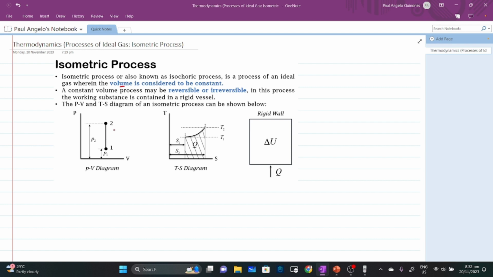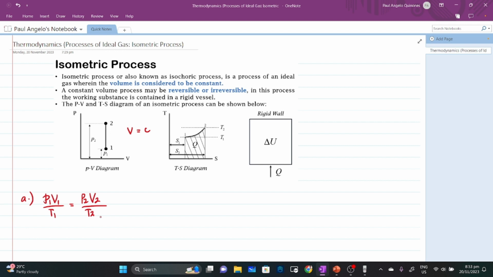So, what is the first step when we are dealing with processes of ideal gas? Of course, write your assumption. In this case, our assumption is that the volume is constant. Next, let's proceed with the combined gas law. The combined gas law is the ratio P1V1 over T1 is equal to P2V2 over T2. So that is your combined gas law.